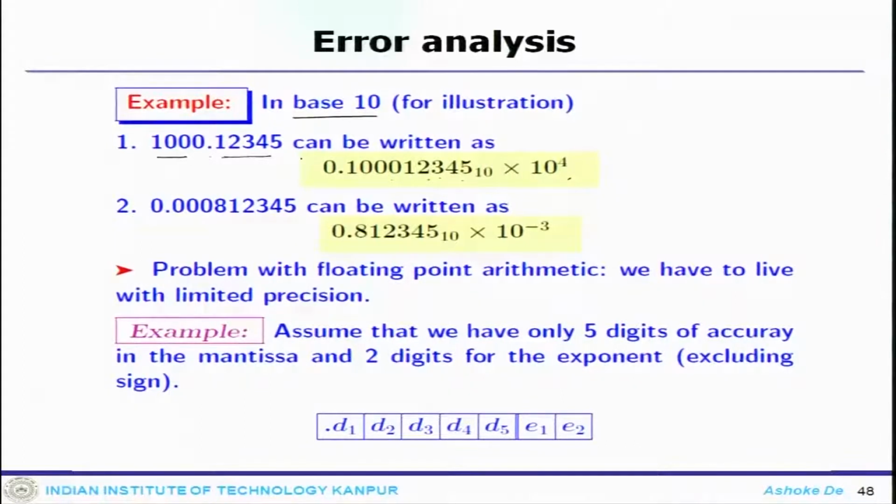Okay. Now, similarly, 0.000812345 can be written as 0.812345 base 10 to the power minus 3. Okay.